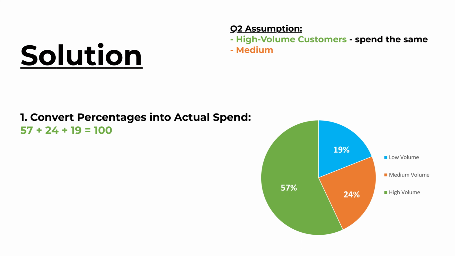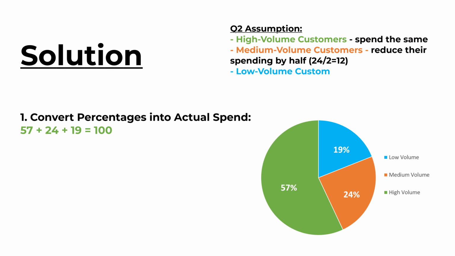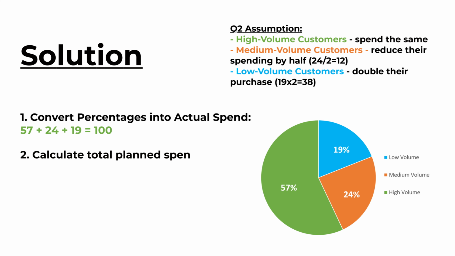57 for high-volume customers will remain the same. But we know that the medium-volume customers will spend half, and half of 24 is 12. And then we know that the low-volume customers are planning to double their spending, which would be equal to 19 multiplied by 2, or 38. So the new equation will be 57 plus 12 plus 38, which would be equal to 107.